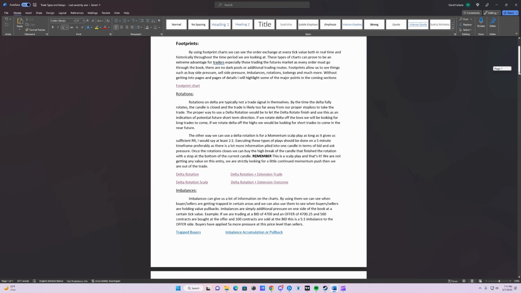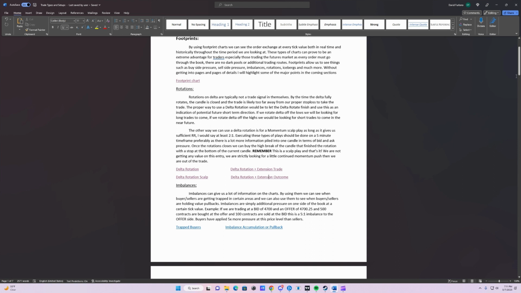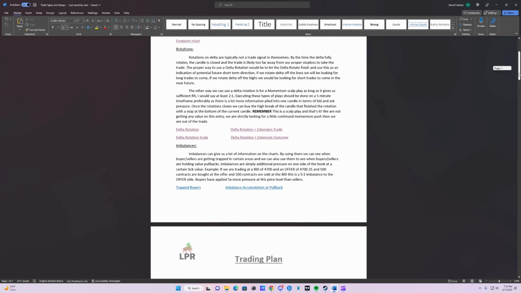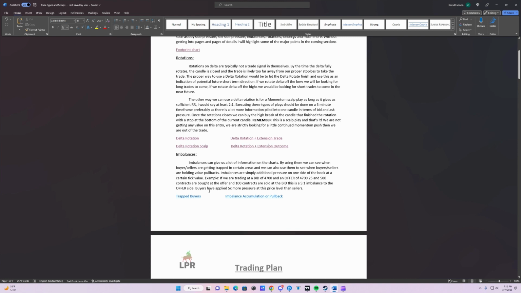Example, if we are trading a bid of 4,700 and an offer of 4,700.25 and 500 contracts are bought at the offer and 100 contracts are sold at the bid. This is a 5-to-1 imbalance to the offer side or the buy side. Buyers have applied 5 times more pressure at this price level than sellers. This would cause your imbalance.